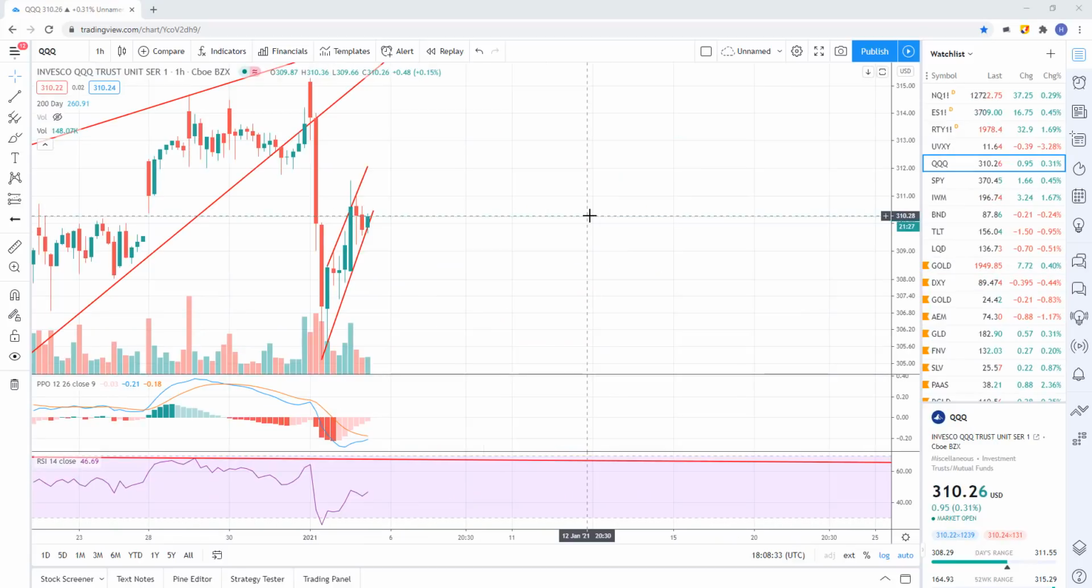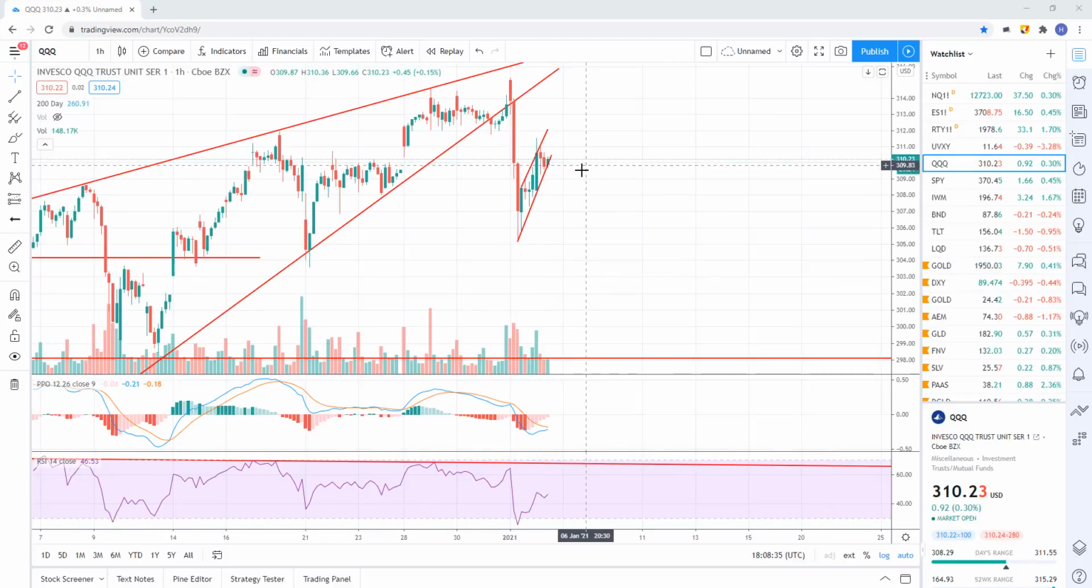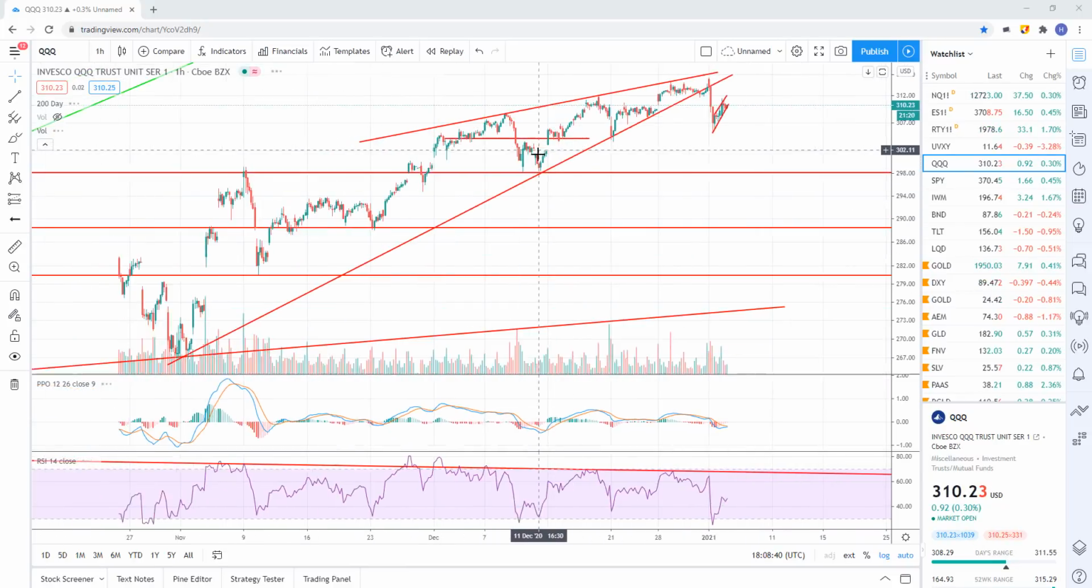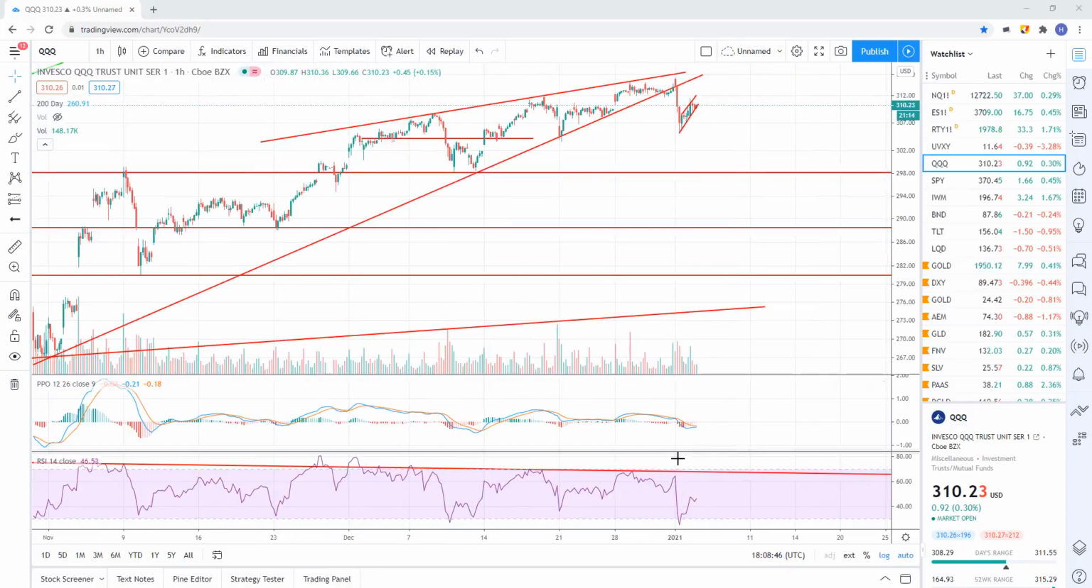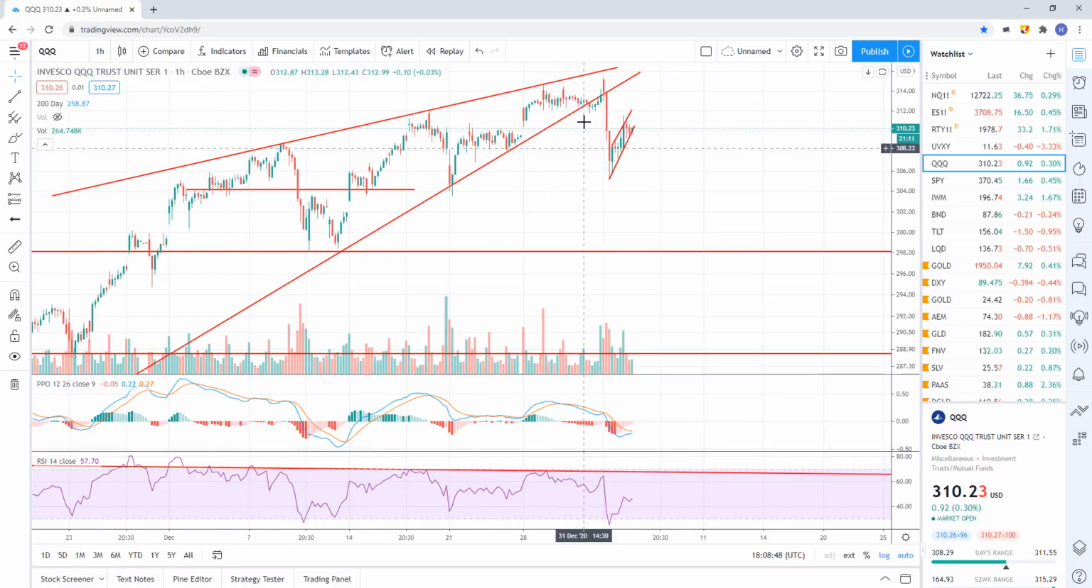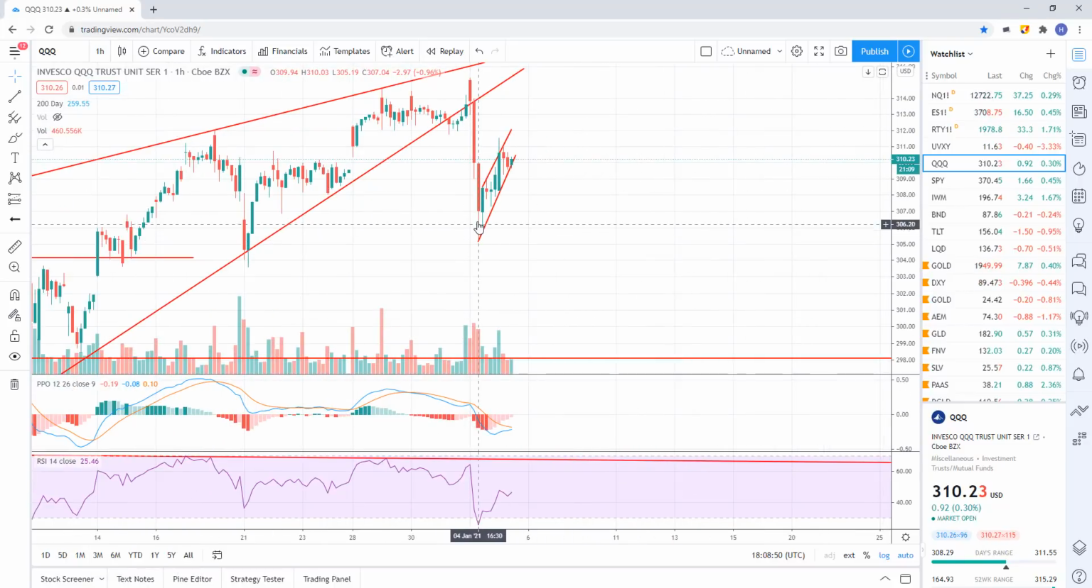Let's look at the triple Qs. Here's what I've got going on right now. It looks like a bear flag. This is the sell signal from this bearish rising wedge. So here's your bearish rising wedge right here that the Qs made. And then we had the sell signal right there. So there's the breakdown. And now we've got what looks to be flagging action.